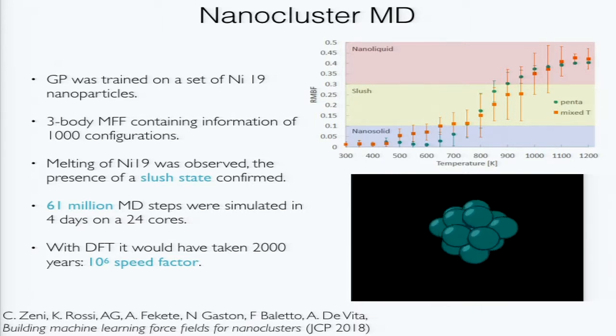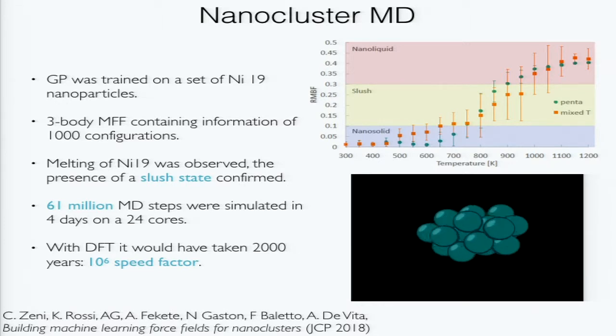And then we ran many simulations trying to melt this object and seeing how it behaves depending on the temperature. So we predicted what was already thought in the literature, basically, that this structure is solid below 600-700 Kelvin. It's liquid above 1,000, but in between it's a weird mix of solid and liquid, which is called a slush state, in which the object is like a Rubik's cube, which keeps changing some of its structure. And we did this by doing 60 million MD steps in 5 days on 24, not even very good, cores.